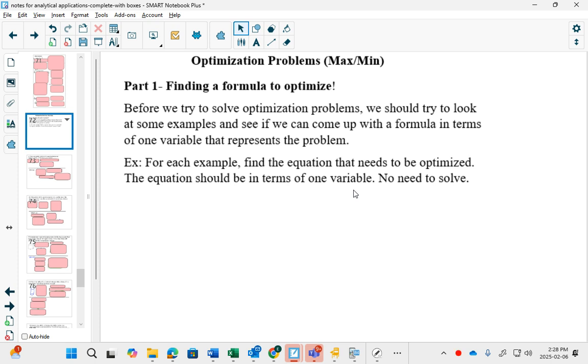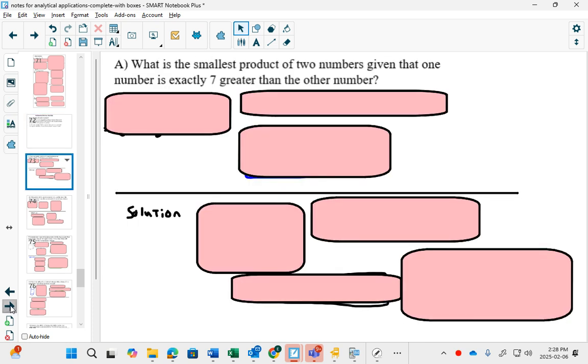Well, calculus is the first thing that really made it easy on a graph to find maximums and minimums. You have your first derivative test and your second derivative test to find maximums and minimums. So first of all, we have to find a problem that needs to be optimized. We're going to look at a couple examples here.